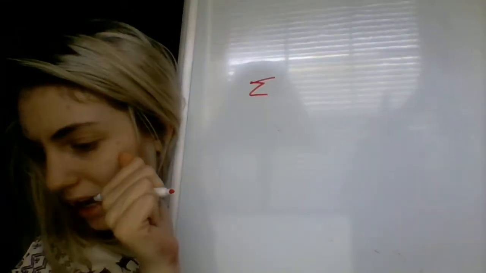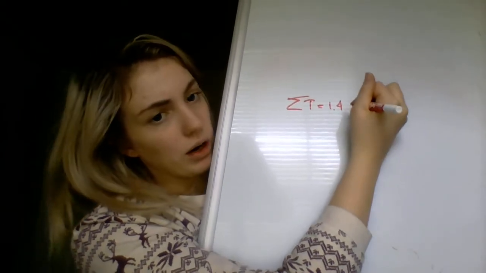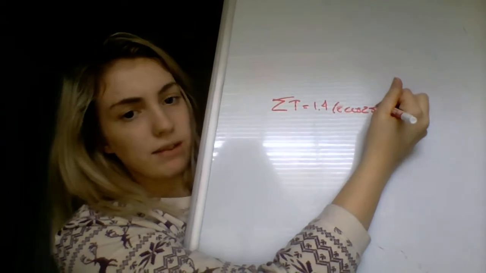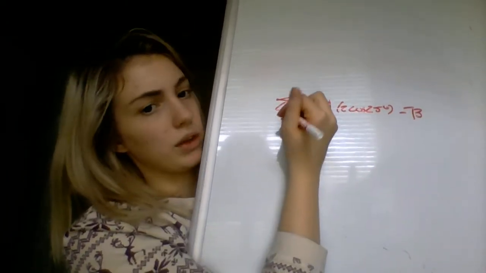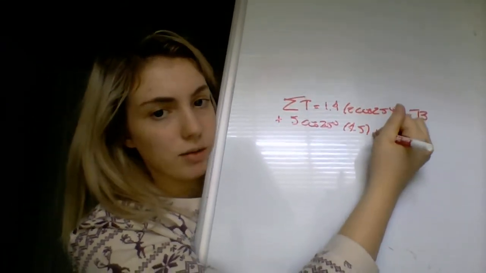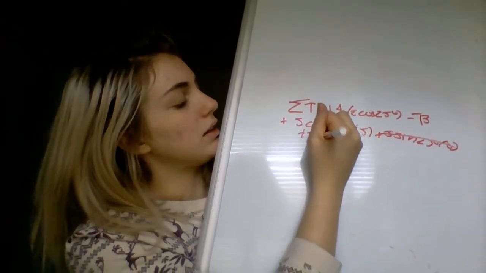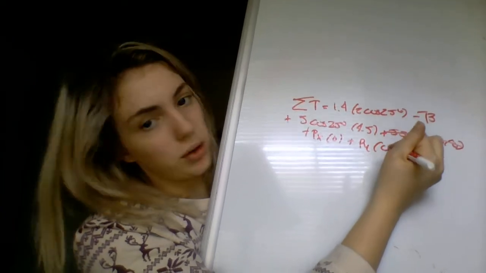Okay, so let me see. So the net torque will be 1.4 times 2 cosine 25 degrees minus T times 3 plus 5 cosine 25 degrees times 4.5 plus 5 sine 25 degrees times 0, so that just cancels out, plus this component of 0, the y component of 0, which will equal 0.